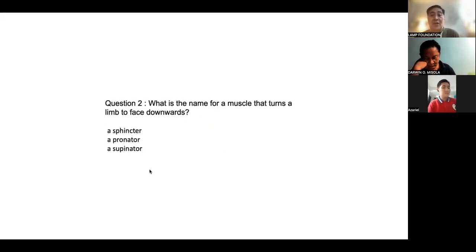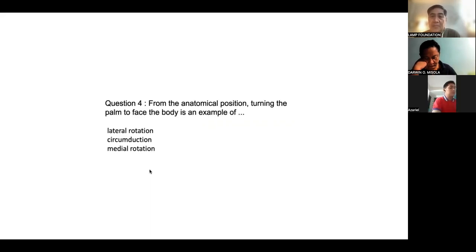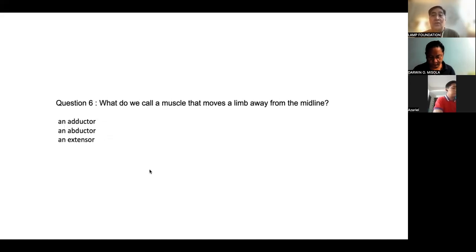Move a limb towards the midline. Okay. What is the name for a muscle that turns a limb to face downward? The pronator, Doc. A flexor: decrease the angle at a joint. From the anatomical position, turning the palm to face the body is an example of medial rotation. Lifting the shoulders towards the ears is an example of elevation. What do we call a muscle that moves a limb away from the midline? Abductor, Doc.